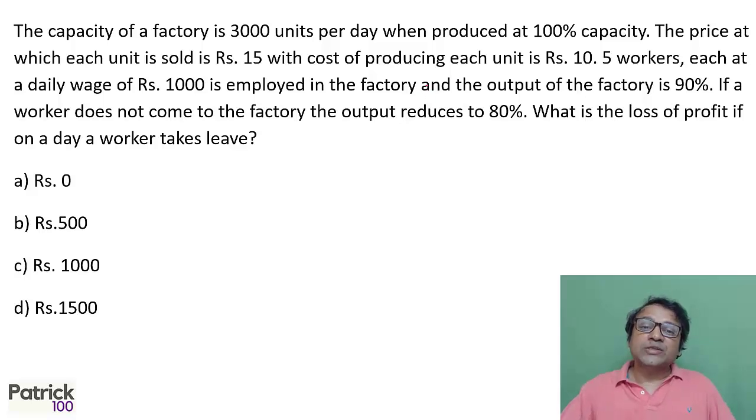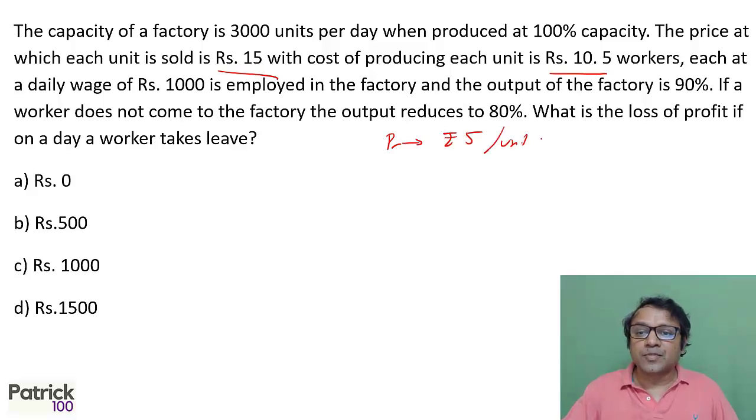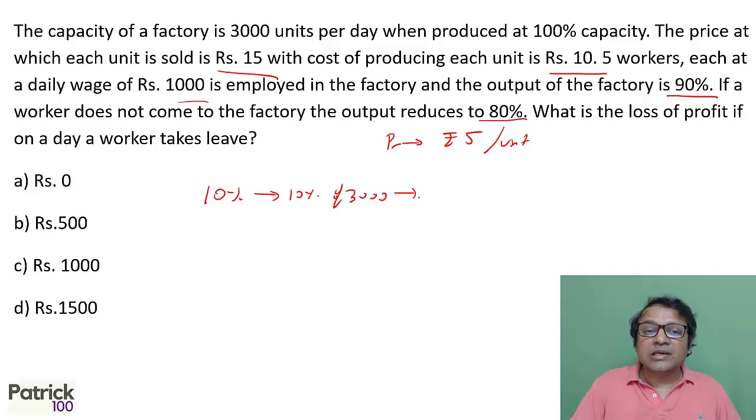Capacity of factory is 3000 units per day when producing at 100% capacity. It is sold at 15 rupees and the cost of each unit is 10. So that means the profit is 5 rupees per unit. 5 workers each of 1000 are employed and it produces at 90% efficiency. If a worker does not come, factory output reduces to 80%. So 10% reduction means 10% of 3000, which means 300 units reduction. So what will be the loss? 300, and for each unit 5 rupees, 1500.